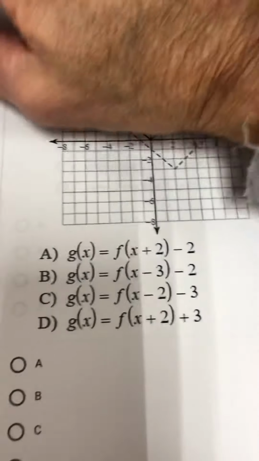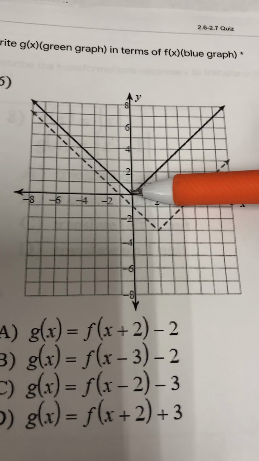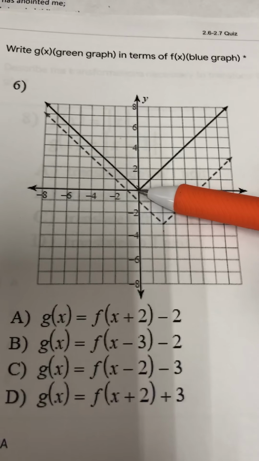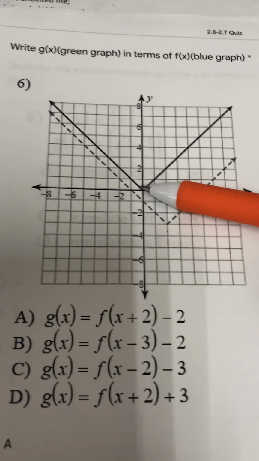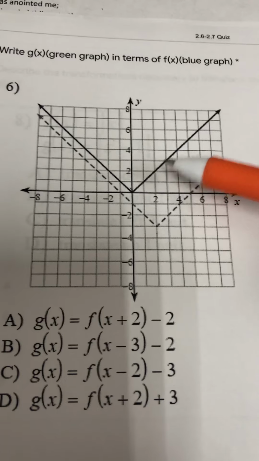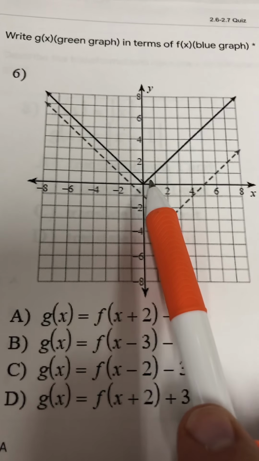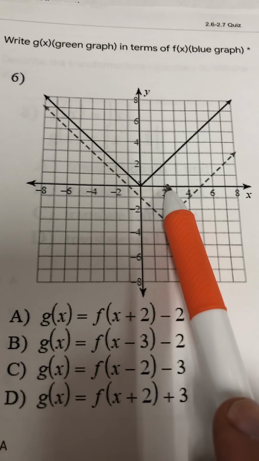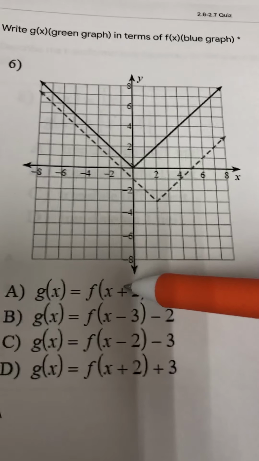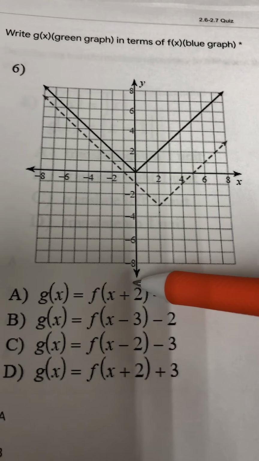Okay, number 6. This is the parent function. What is changed to the dotted line function? Okay, notice that it went. First thing, let's work inside the parentheses first. It moved 2 places to the right. So inside the parentheses, which one of these means 2 places to the right?